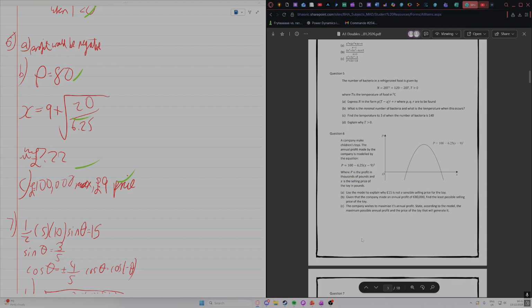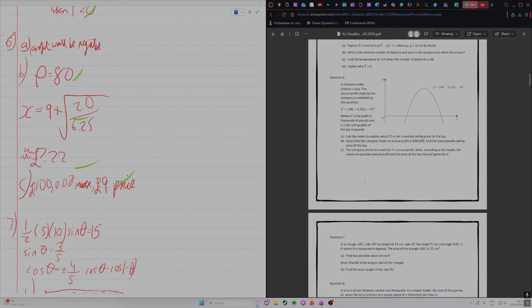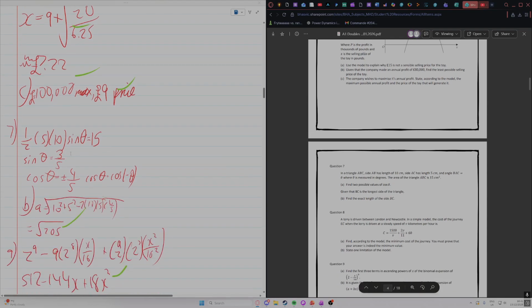Next, maximizing its annual profit. That's just completing the square again. You use the completed square form to find that. Next question, we have this here.